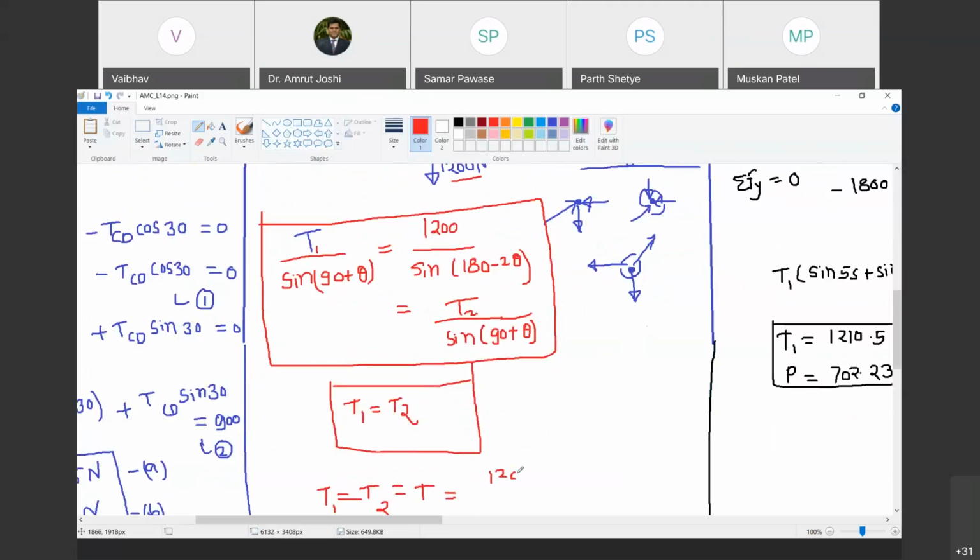120° into sine of 90 plus theta divided by sine of 180 minus 2 theta. Are you with me? ये मिल गया ना? This is the value of T.